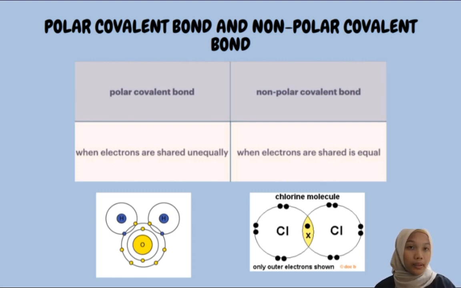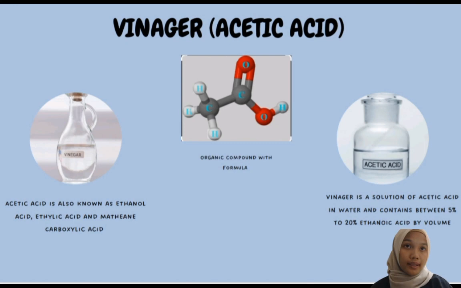There are so many consumer products that have covalent bonds. The first one is vinegar. Vinegar is an organic compound with a formula. Vinegar is a solution of acetic acid in water and contains between 5% to 20% ethanoic acid by volume. Acetic acid is also known as ethanoic acid and methane carboxylic acid.